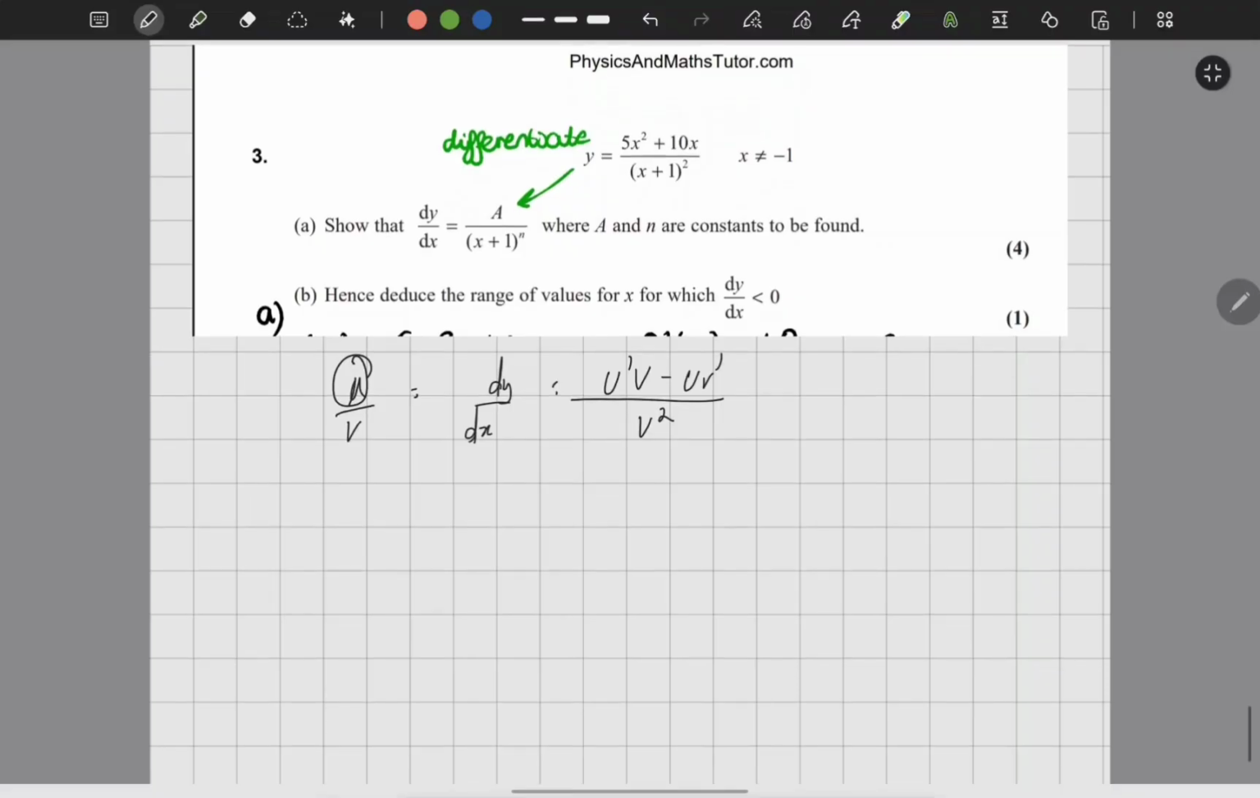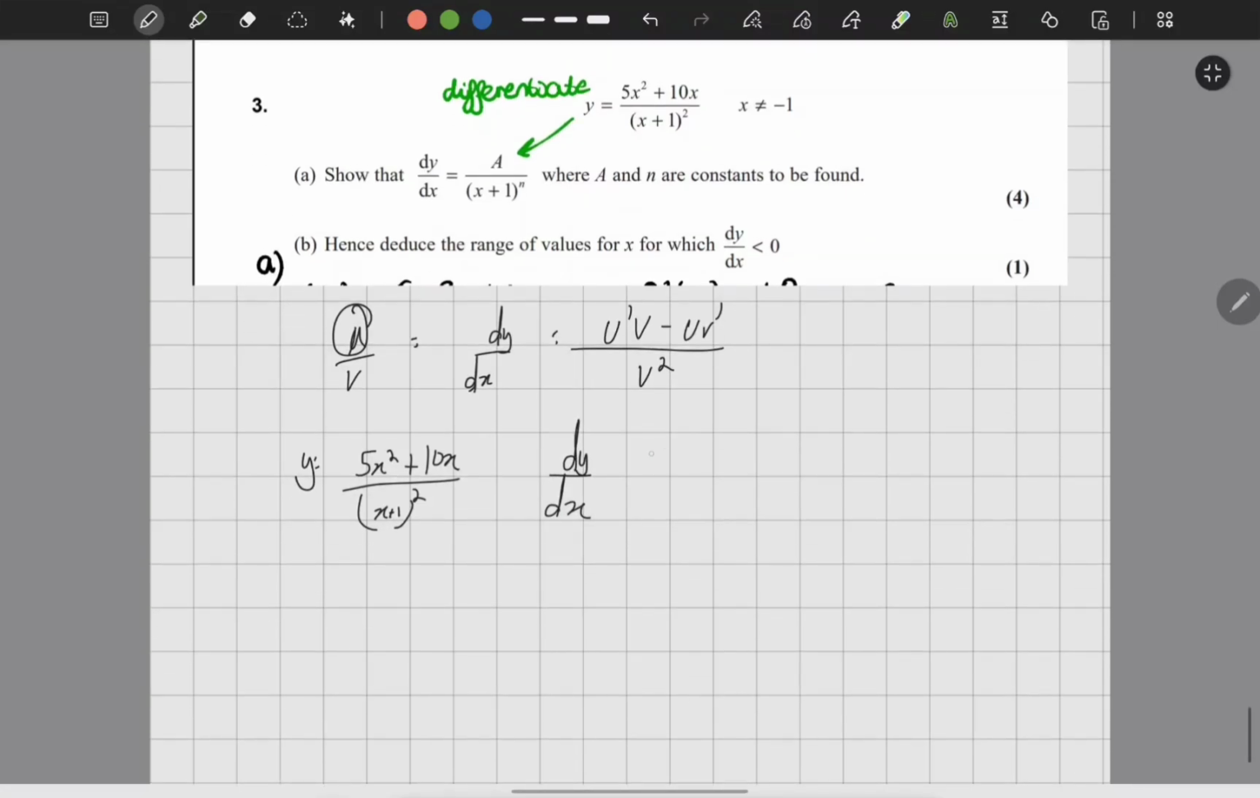So if we do this question as an example, we have y equals 5x squared plus 10x over x plus 1 squared, and we want to differentiate this. So I'm just going to do it straight away. I'm not going to write u and v because I think it's overcomplicating it if you do too much working.